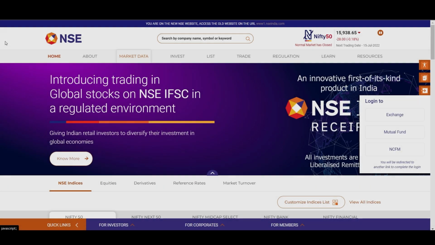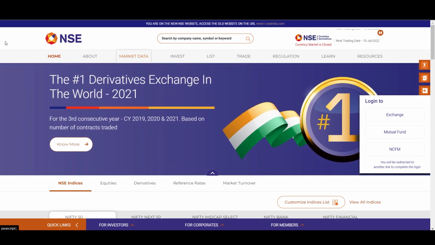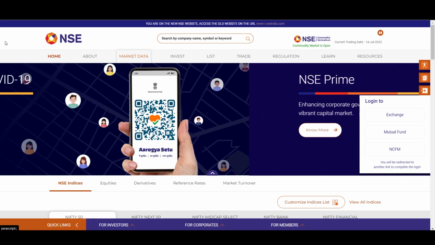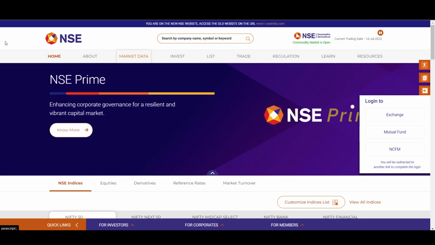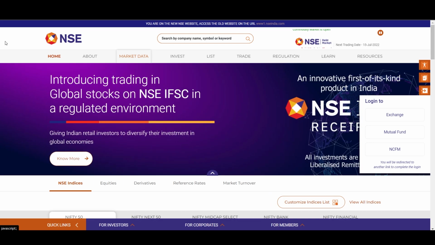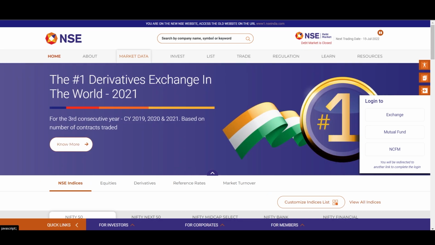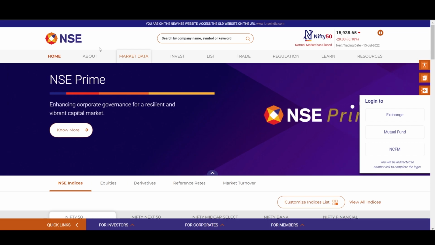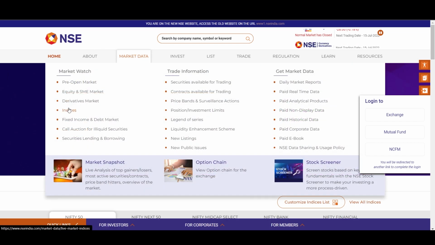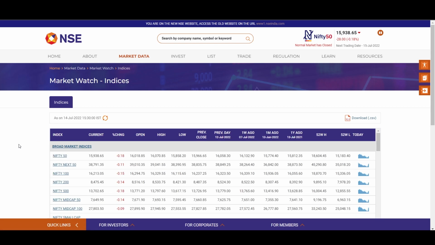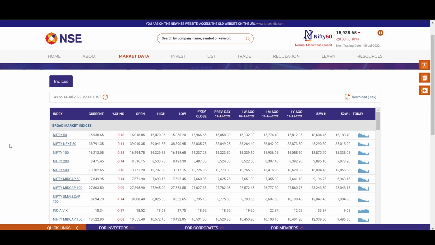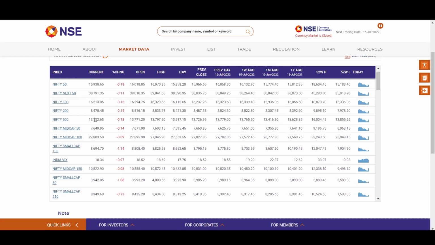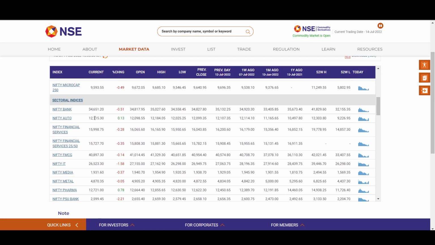Okay guys, so the first thing we're supposed to do is go to the NSE website at 9:15, which is when the market opens, correct? And this is the official NSE website link, which is nseindia.com. And then we're supposed to go to market data and then indices. And under indices, you will get all the indices of the National Stock Exchange, which are sectorial indices and everything.